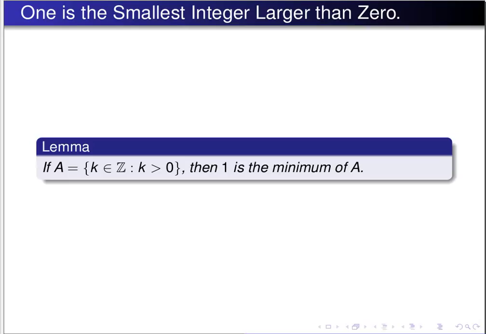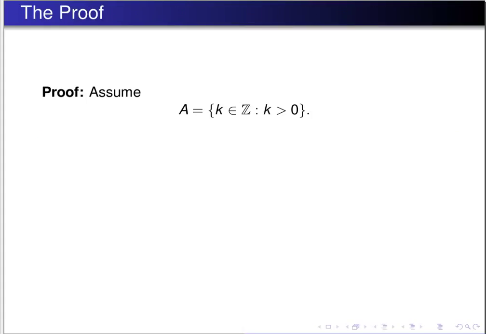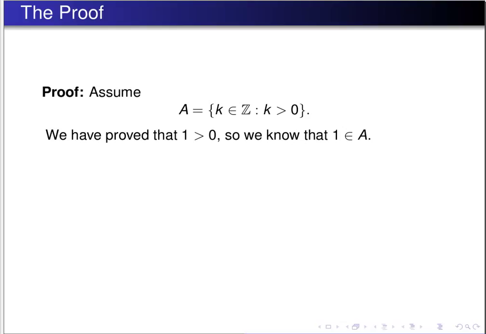Okay? So here's a precise statement of our theorem. Let's suppose you have a set A that consists of all integers k that are greater than 0. Then our claim is that 1 is the minimum of the set A. So let's take A to be that set. So A again is the set of all integers that are larger than 0. Now we proved earlier that 1 is greater than 0, so we know that 1 is actually an element of that set.